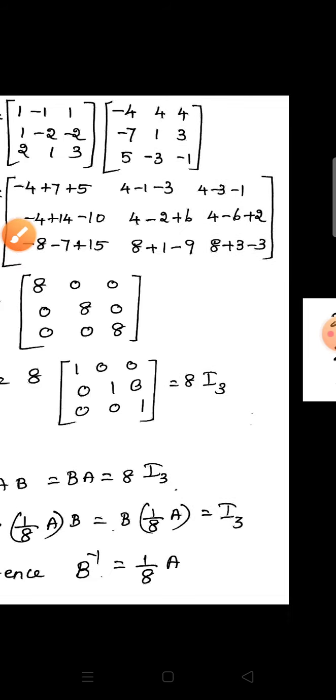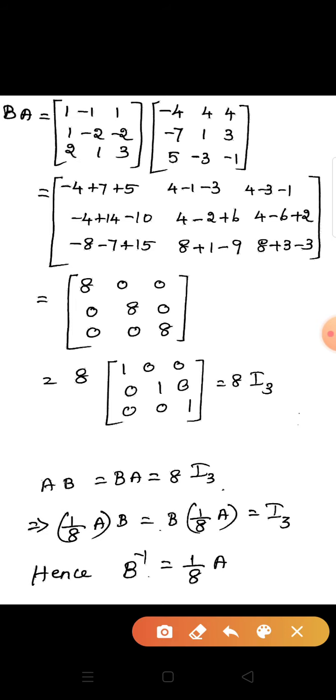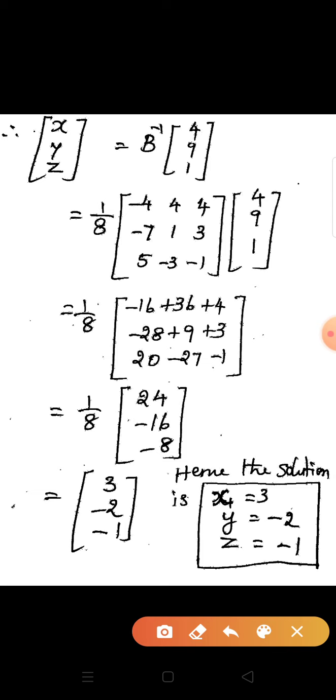Then how do we find it? We multiply B inverse with 4, 9, 1. Do you know B inverse? Yes, we already found B inverse. Here B inverse equals 1 by 8 into A. We substitute: XYZ equals B inverse with 4, 9, 1. B inverse equals 1 by 8 into A. This is our given A. So we substitute A and multiply with the column matrix 4, 9, 1.